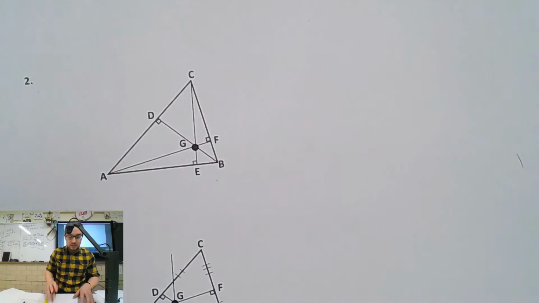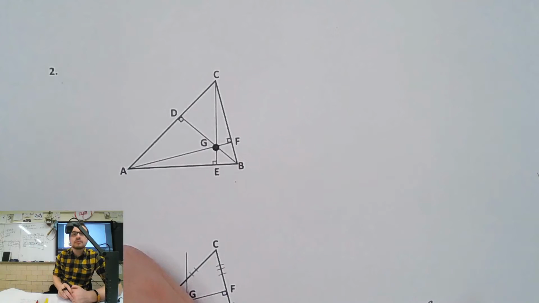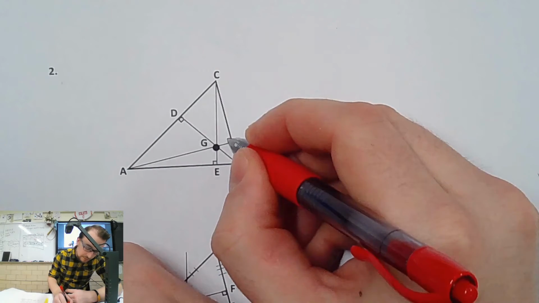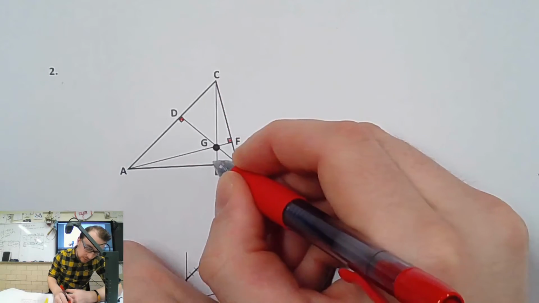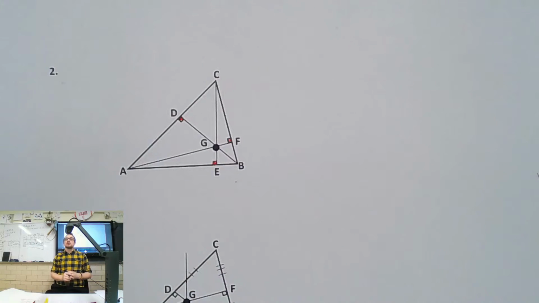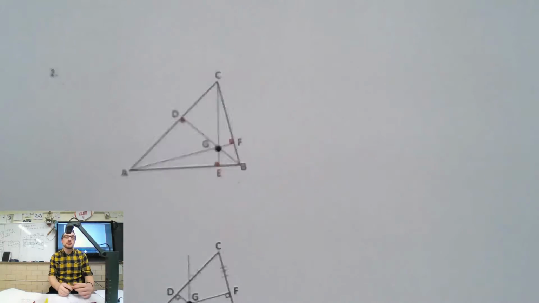All right, let's talk about what kind of lines I've drawn. What do you notice about those lines? They're making 90. They make 90, right? So they're all perpendiculars. They're all heights. We have a lot of names for this one, right? Those lines are heights, they're perpendiculars. What else we got?